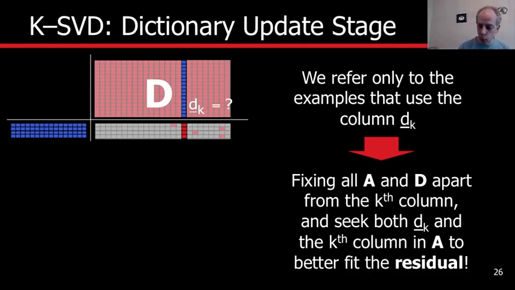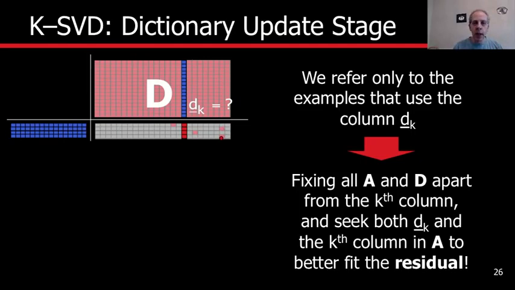Let me just explain that once again. For example, the first signal was a combination of this atom and this atom. So I go and subtract the contribution of this atom. The same for the second signal. I go and subtract the contribution of this atom. The same for the third, the same for the fourth.